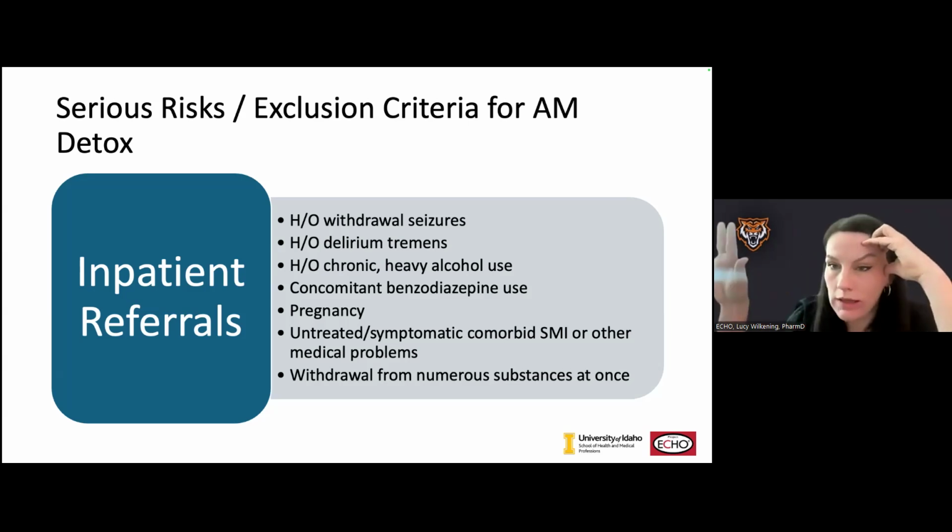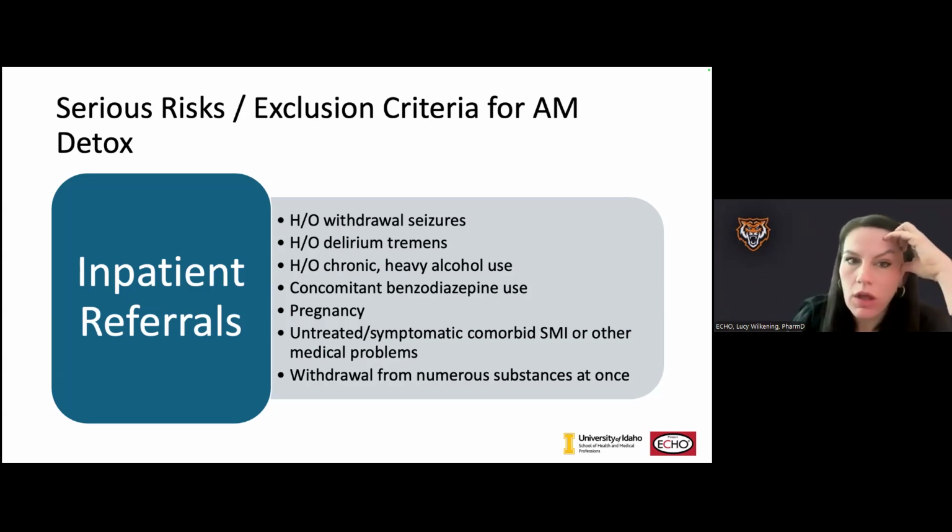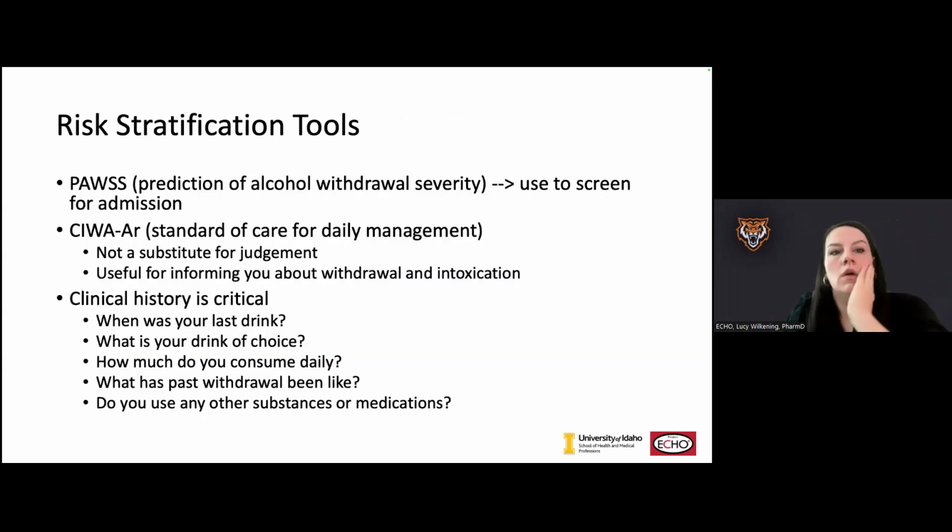And I welcome any comments or thoughts on that particular point. There are risk stratification tools to consider for this. The PAWSS is the one that I believe is endorsed by ASAM, which is the Prediction of Alcohol Withdrawal Severity Scale. I actually have a copy of this pulled up. Let me see if I can share this without making it totally clunky. Let me see here. I had this already pulled up for y'all.